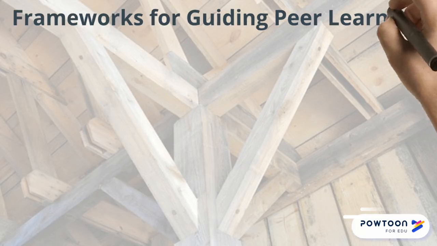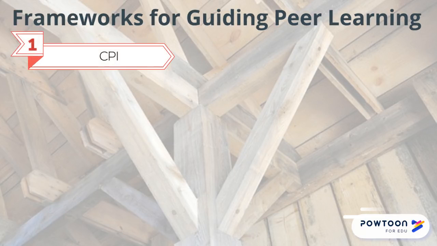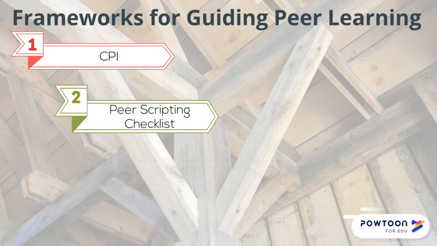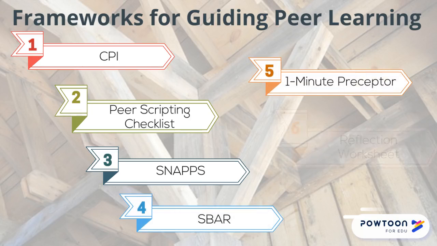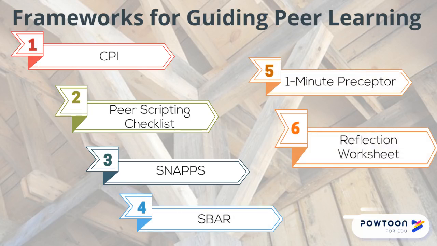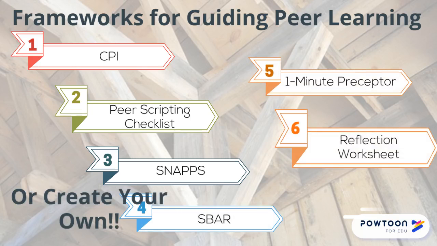In summary, there are a lot of tools available to help guide our peer learning activities, such as the CPI, the peer scripting checklist, SNAPS and SBAR, the 1-minute preceptor, and a reflection worksheet. Choose what works best for your team or create your own.